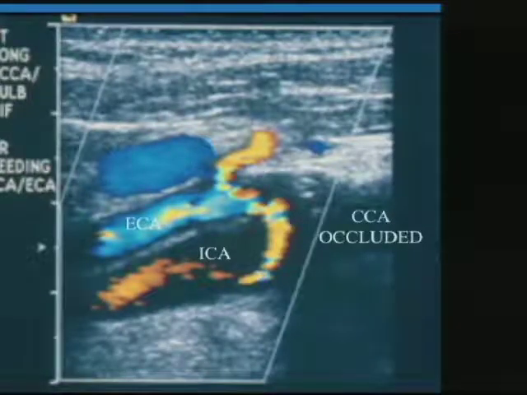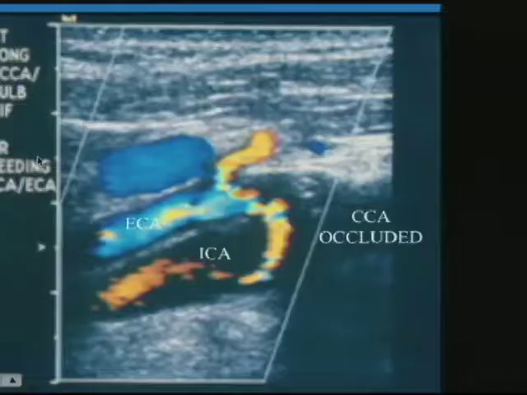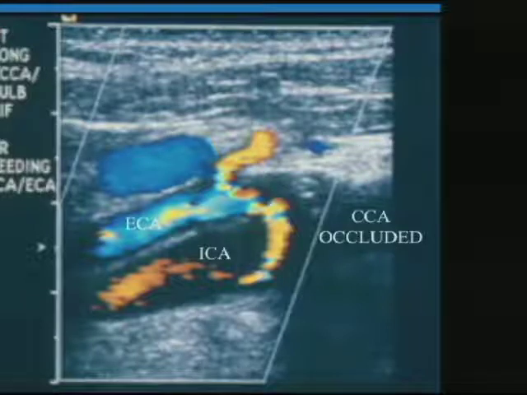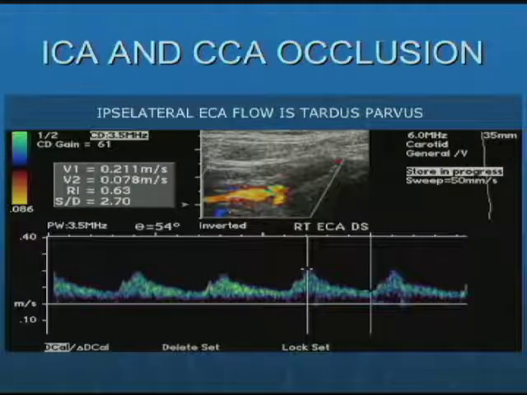And here is such a picture. You see the ECA is blue and the ICA is forward flow. So the ECA is reversing to fill the internal carotid artery because the common carotid artery is occluded. In this particular instance, you see a tardus parvus waveform in the external carotid artery because both the ICA and the CCA happen to be occluded in this patient. And the only flow getting to the ECA is from collateral flow in the neck.